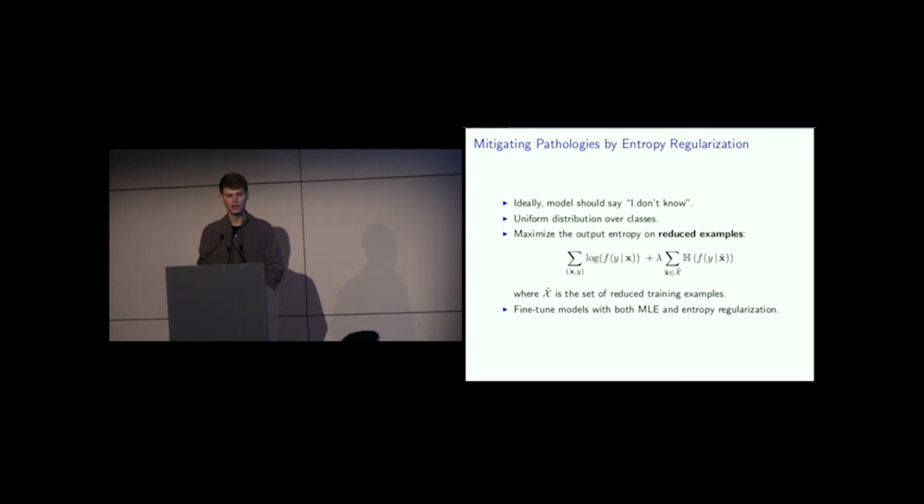On the left, we have maximum likelihood, just the standard log of the correct class. And on the right, we have an entropy term. The entropy term is run on this data set x tilde, which is the reduced set of training examples. So basically what we'll do in practice is we'll first train a model to convergence with standard maximum likelihood training, then we'll reduce the entire training set using the input reduction process, and then we'll fine tune with this objective, with the standard maximum likelihood and an entropy objective.